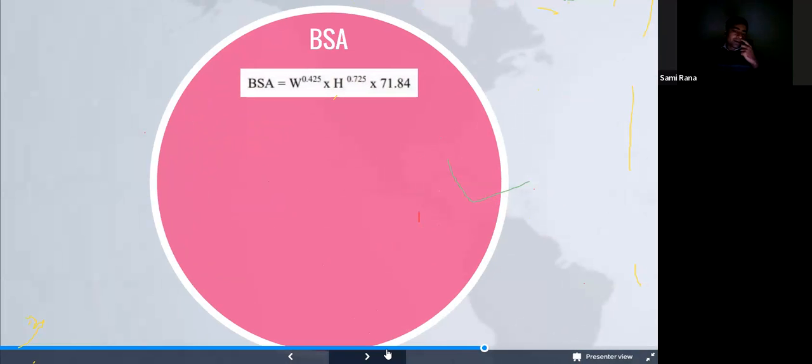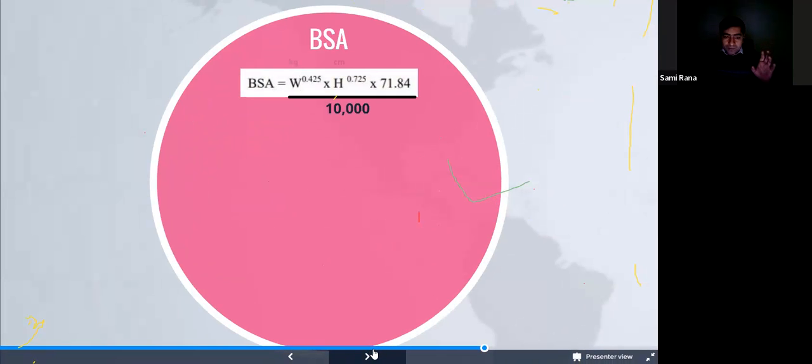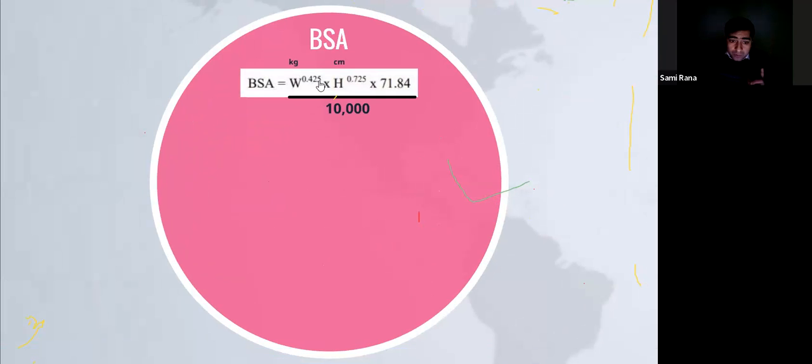Body surface area, this formula is a bit tricky. Maybe you will lose these numbers in your mind. Body surface area is weight in kg to power 0.425 into height in centimeter to power 0.725 into 71.84. So you need to memorize these three values as they are here, and at the end divide by 10,000, because we are going to convert this centimeter into meter square.